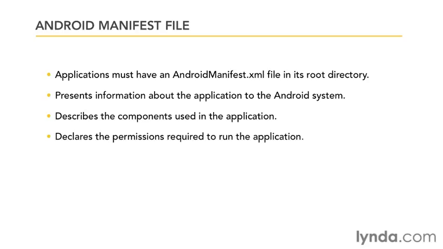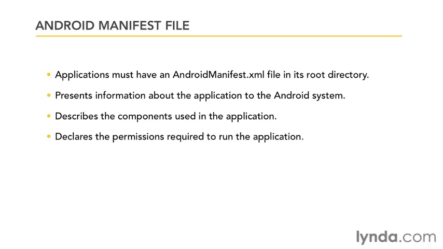So if you've ever installed an application from the Android market, you'll know that before you actually download and install it, it presents a screen telling you which permissions that this application is requiring, whether it needs internet access, whether it needs to access certain features on the hardware.